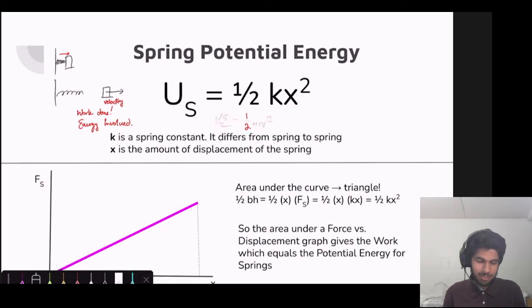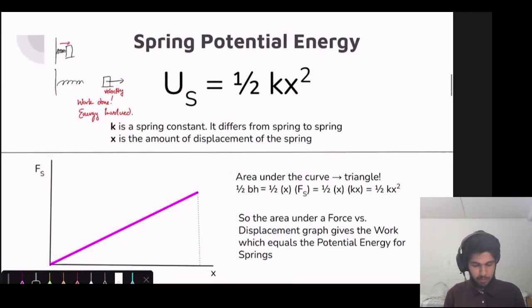So I'm actually going to get rid of this kinetic energy because I don't want it to be confusing. So this is saying the spring potential energy is equal to 1/2 k, which is the spring constant we defined earlier, times x squared. And lucky us, x is still the same definition as in Hooke's law, where it's the amount of displacement of the spring.